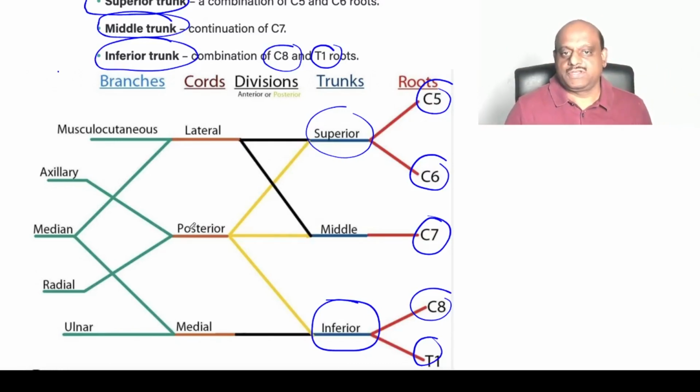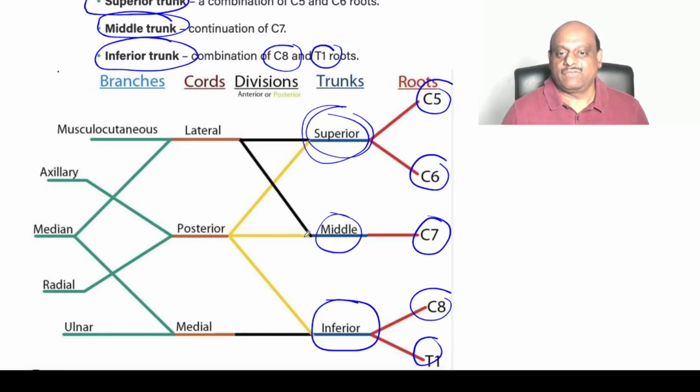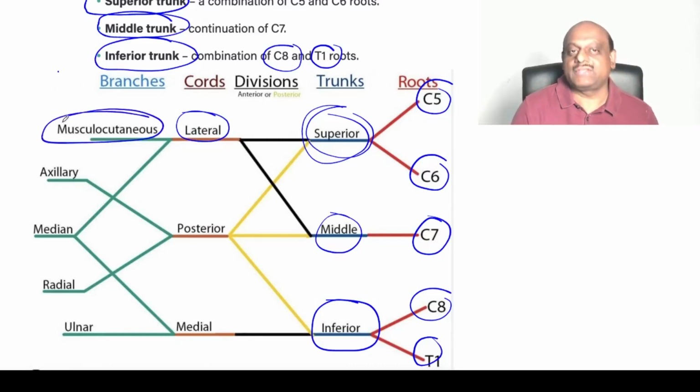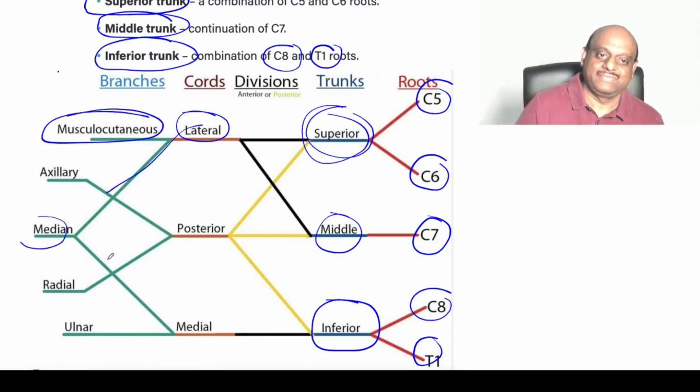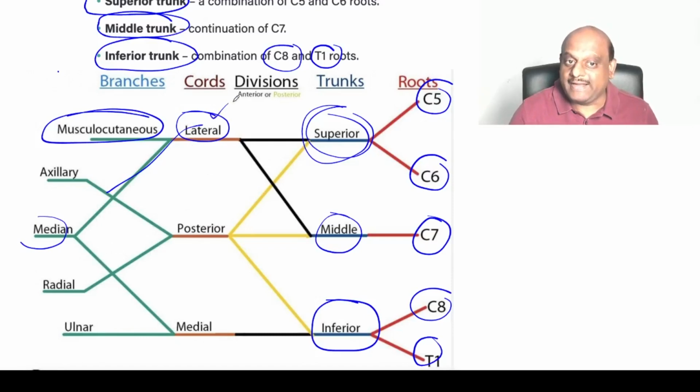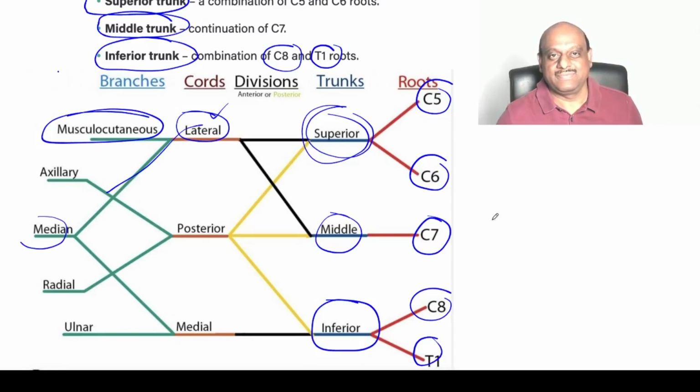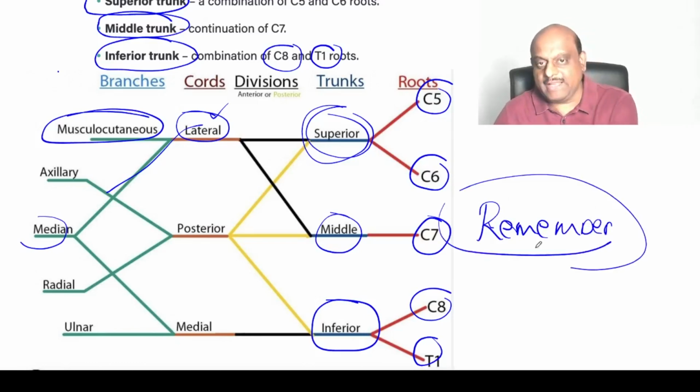Now if you look at the chords, both the superior trunk and also the middle trunk, from both of them there is a contribution for the lateral cord formation. And it is the musculocutaneous which comes from the lateral, median which comes from the lateral. They are the two important nerves that come from the lateral cord. So this important pictorial, doctor, try to remember. Because a lot of times the MCQs are asked on this very important area in the brachial plexus anatomy.